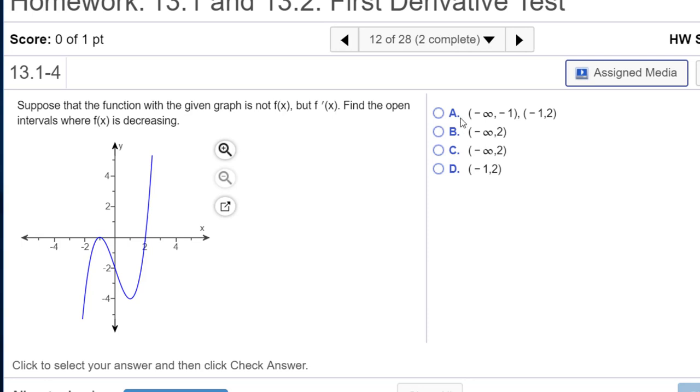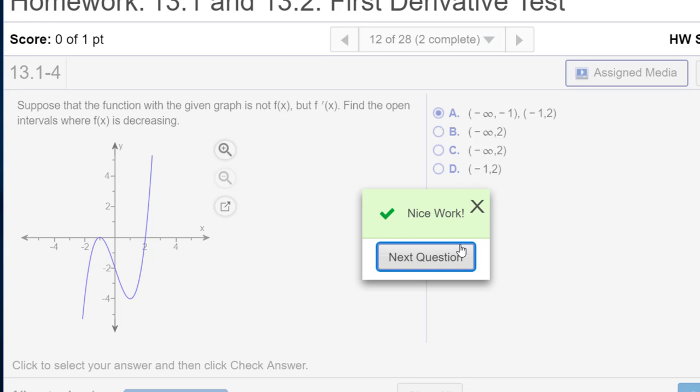We're decreasing whenever the derivative is under the x-axis. So we see it under the x-axis from negative infinity to negative 1, and it's still under the x-axis from negative 1 to 2, and that's what you want to pick, option A.